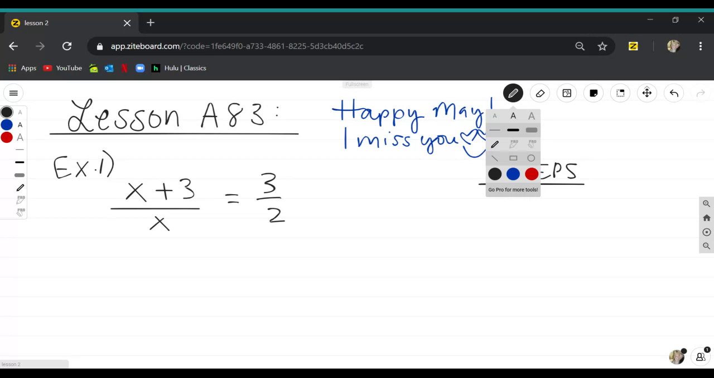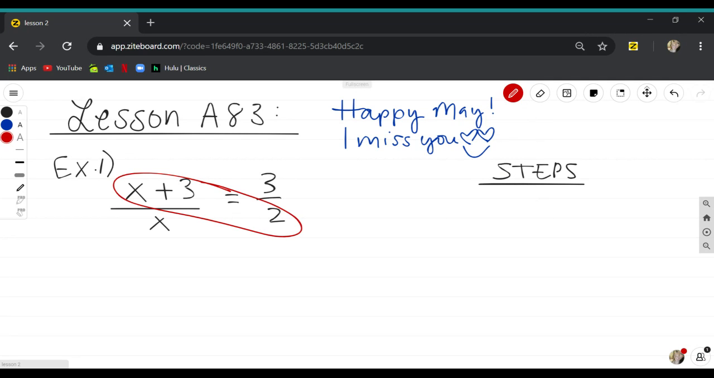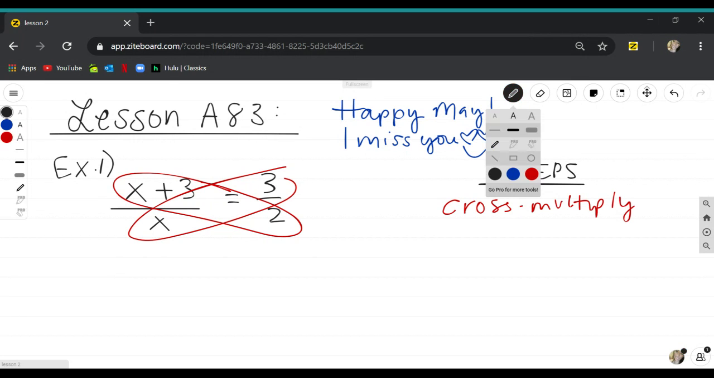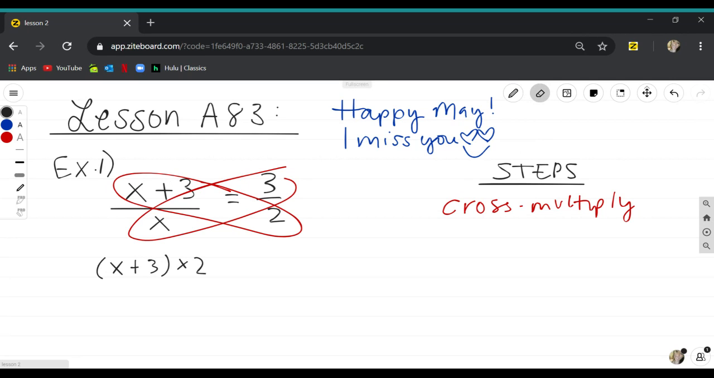So first what we're going to do is we're going to cross multiply. Okay. So we'll put this right here. First step, we're going to cross multiply. Okay, so x plus 3 times 2, or maybe I shouldn't put the x like that, times 2 is equal to 3 times x.